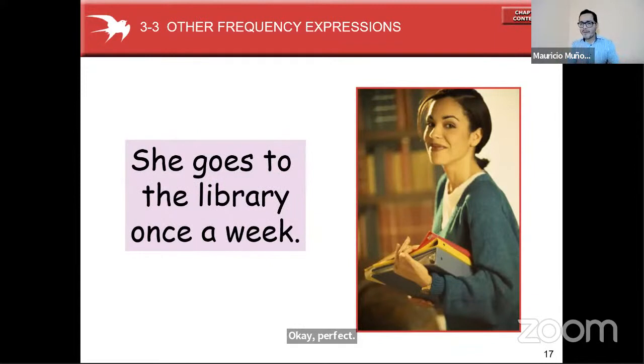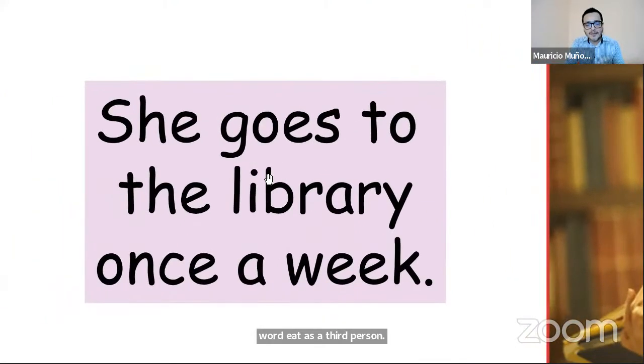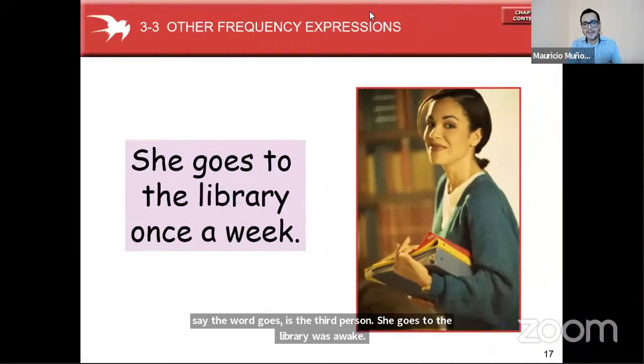Okay, something quite important, remember the third person spelling rules. When we're talking about the third person, that means that our subject can be either a man or a woman, and sometimes the word it can be considered a third person. I want you to look at this one. You see the word goes? Goes is the third person. She goes to the library once a week. Perfect. So that's the way to work with the adverbs of frequency. All right. Now let's continue to the next part.